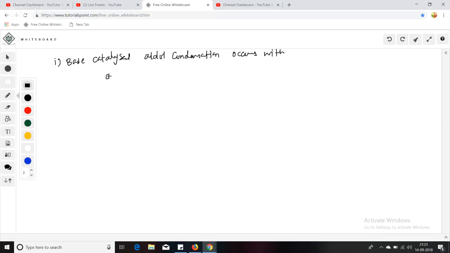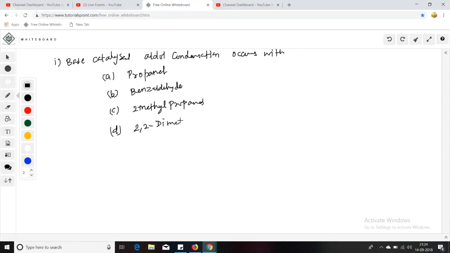The options, just to write down this small question, are: propanol, benzaldehyde, 2-methyl propanol, and the fourth one is 2,2-dimethyl propanol.